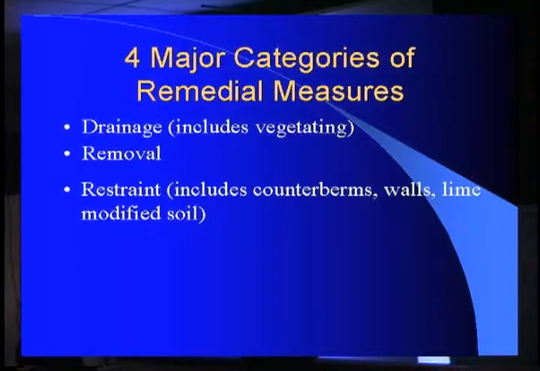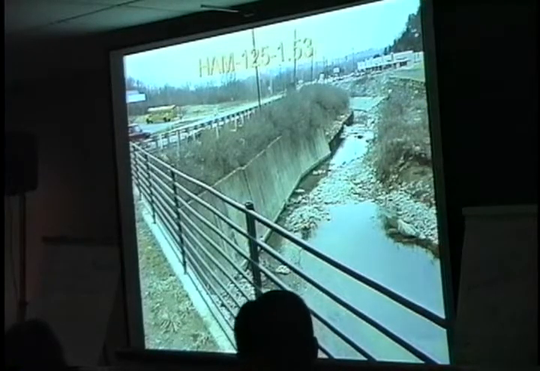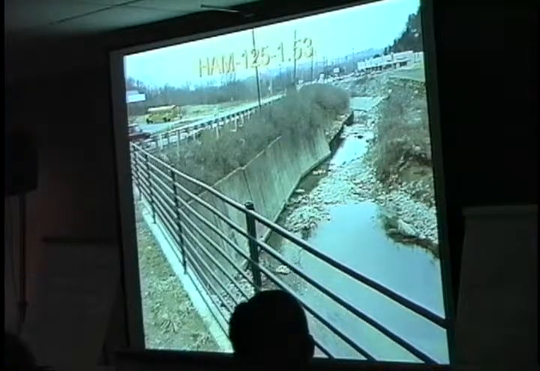Third remedial measure is restraint. Restraint seems simple enough, but it includes several different options. Counter berms, walls, there's several different types of walls in and of itself. Even lime modified soil is considered a restraint because it strengthens the soil and tries to eliminate the failure that way. A good example of a project I worked on in the beginning of restraint was right here.